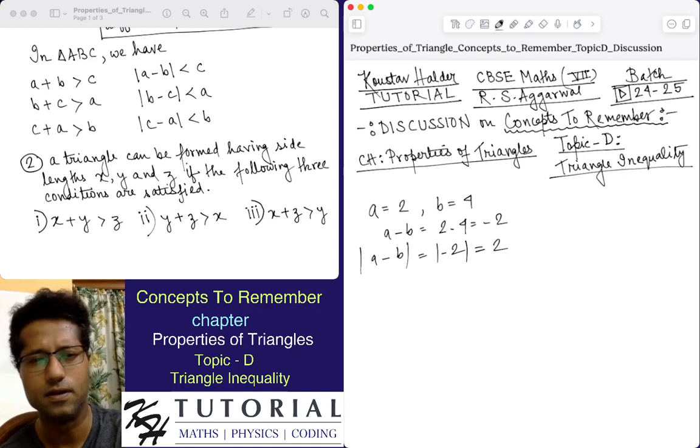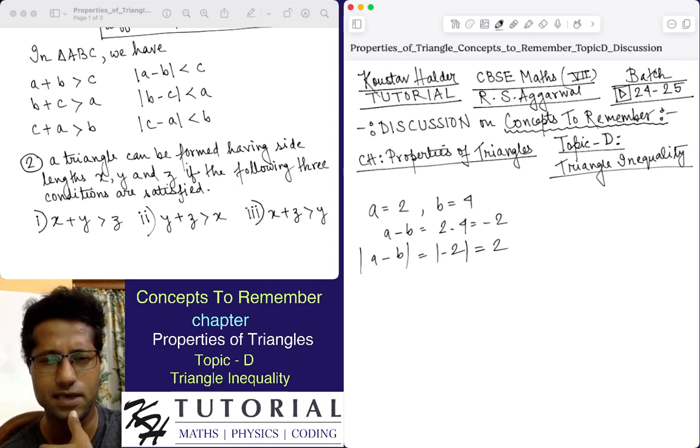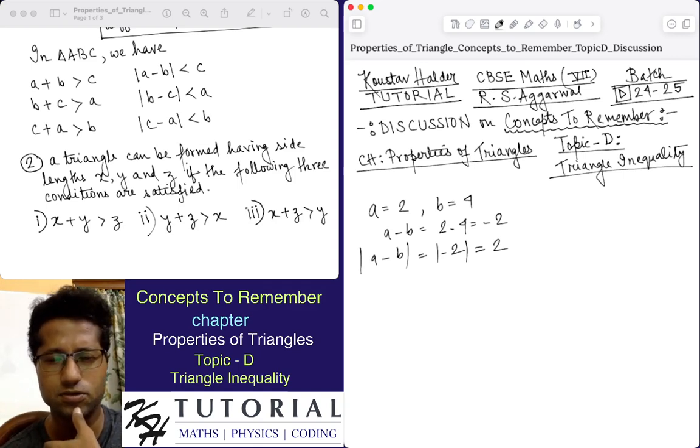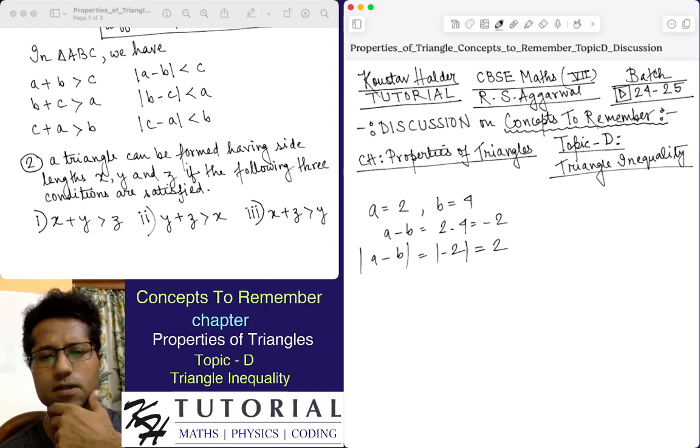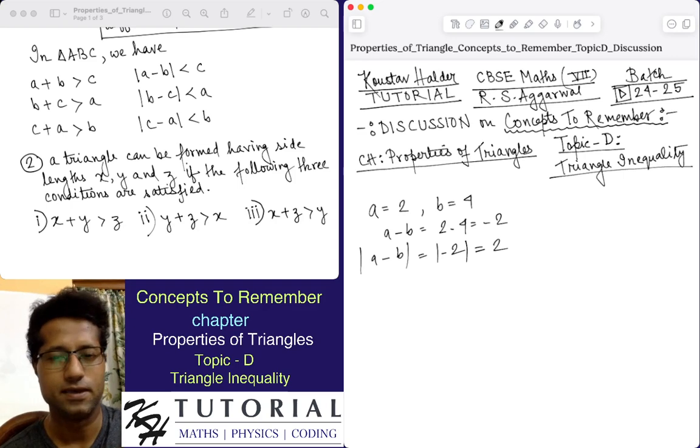Meaning, if we are given three positive numbers, let's say x, y, and z, and we are asked whether a triangle can be formed whose sides have the lengths x, y, z, then we can say that yes, a triangle can be formed only if these three conditions are satisfied.